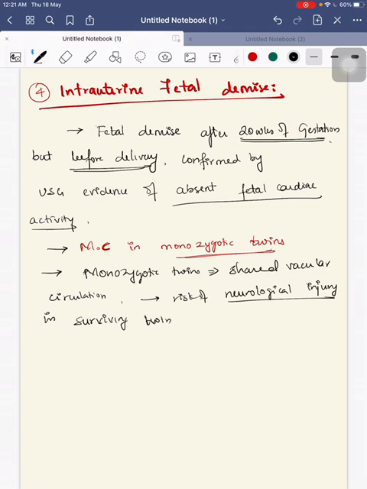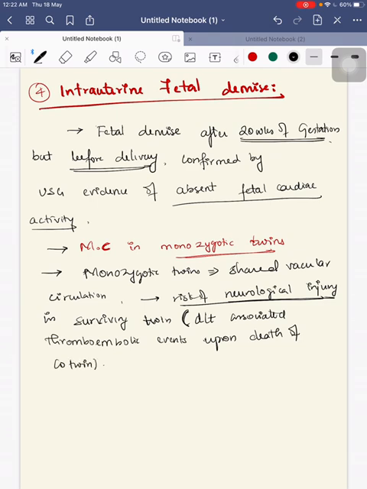This can be associated with severe hypotension or thromboembolic events upon the death of the co-twin. So there can be a risk of neurological injury in the surviving twin due to associated thromboembolic events from the death of the co-twin. Okay, this is the fourth complication, that is intrauterine fetal demise.